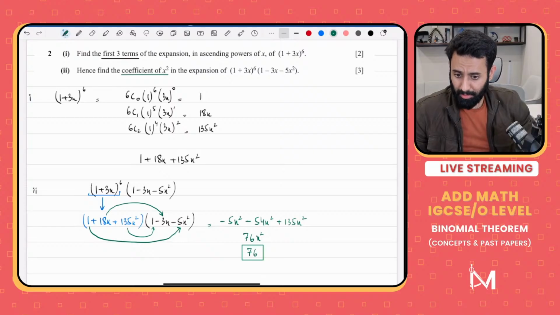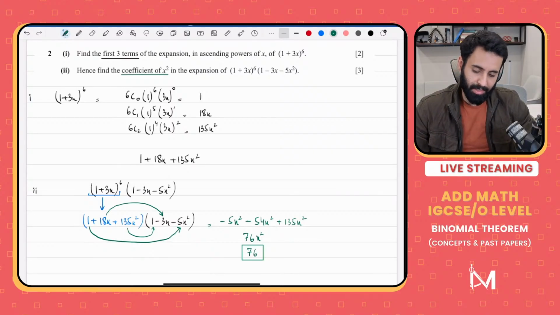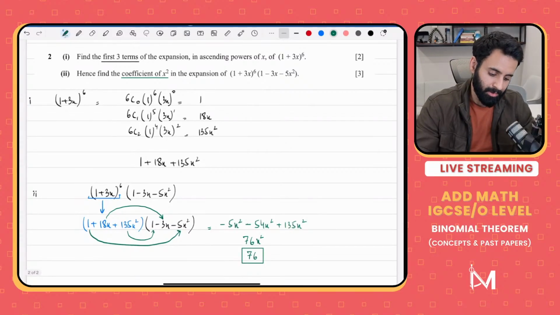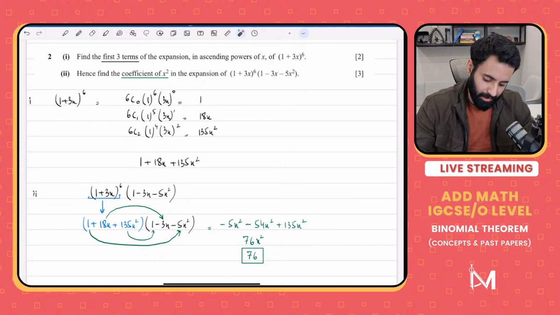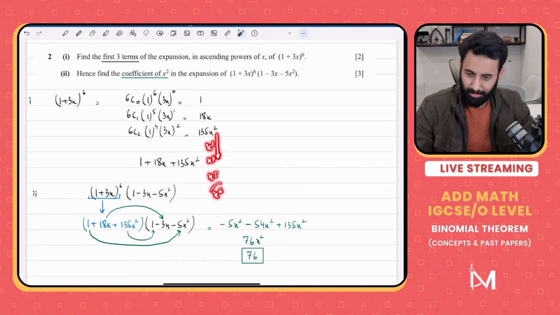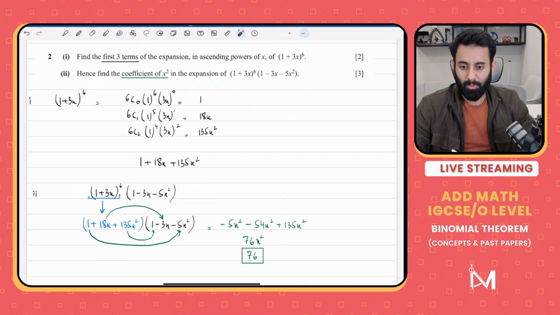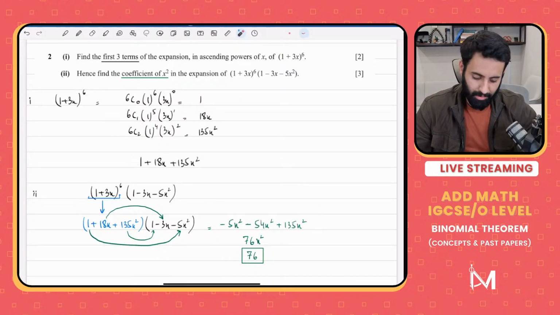Sir, if we fully expanded, wouldn't we have gotten other x squared? Nope. Dekho, terms ki powers will always increase. So if you had expanded further, you would have gotten x cubed, x power 4, x power 5, and then finally x power 6. So no other term would multiply and give you x power 2.